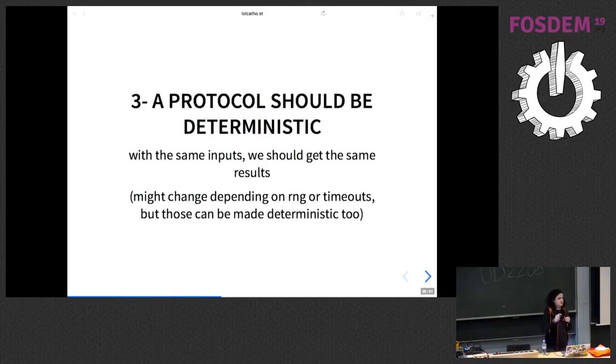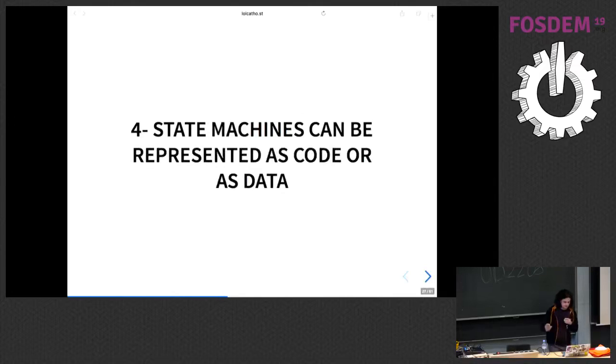There are still some details about measuring time and random number generation, but these are parts that are easy to mock. So we can make a protocol implementation that's better to debug. And the last thing, they can be represented as code or data. When you see the implementation we had in the different languages, they were just code. So I call something, and then I call something else, and then it's there.